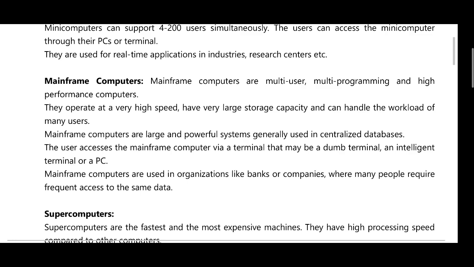They may be a dumb terminal, an intelligent terminal, or a PC. Mainframe computers are used in organizations like banks and companies where many people require frequent access to the same data.